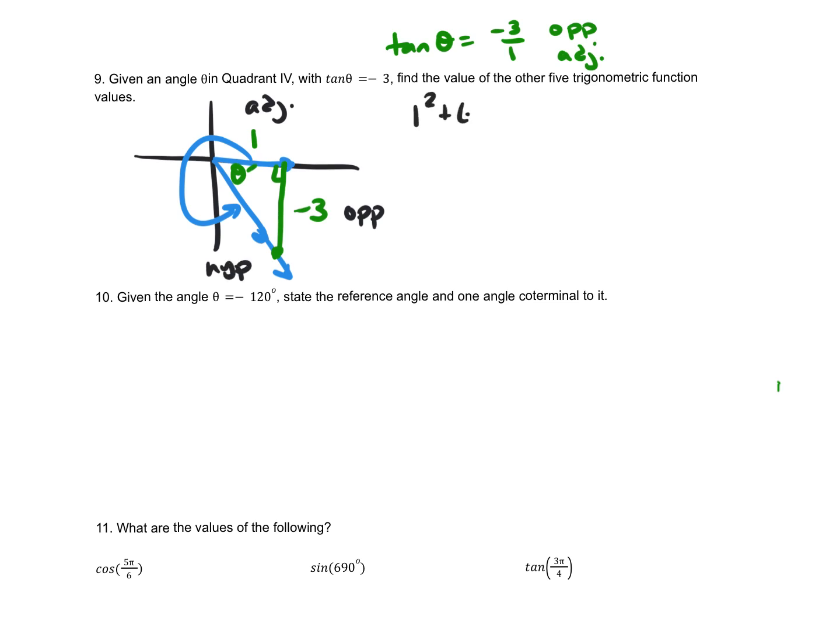So 1 squared plus -3 squared equals c squared. That's 10 equals c squared because it's 9 plus 1. So c is square root of 10. So our hypotenuse is square root of 10.